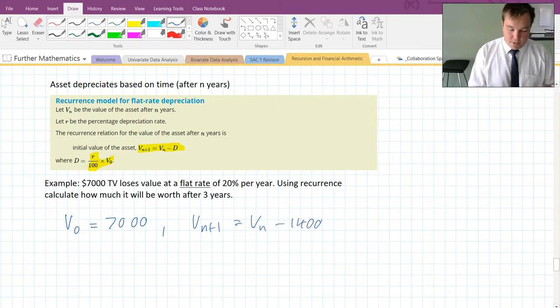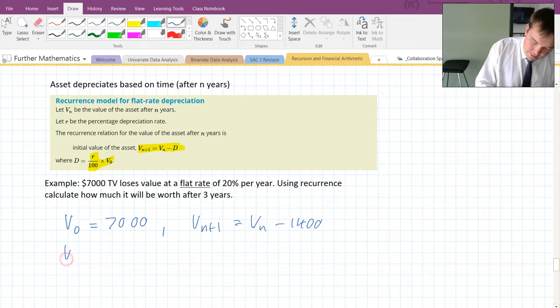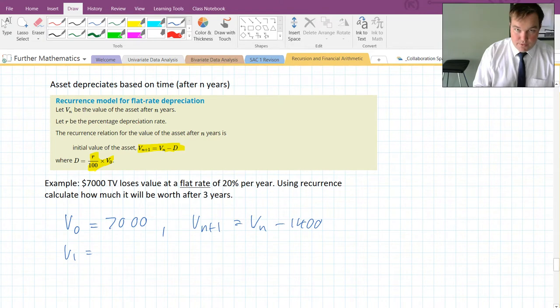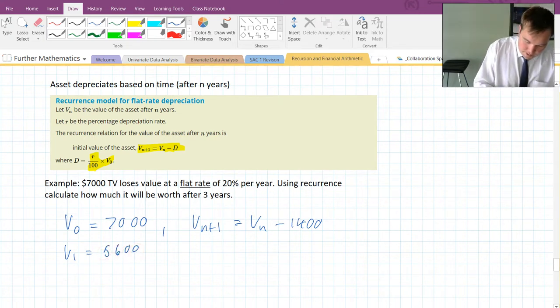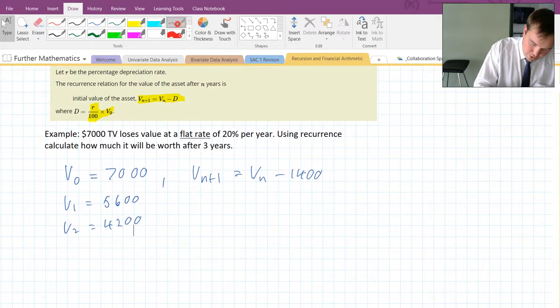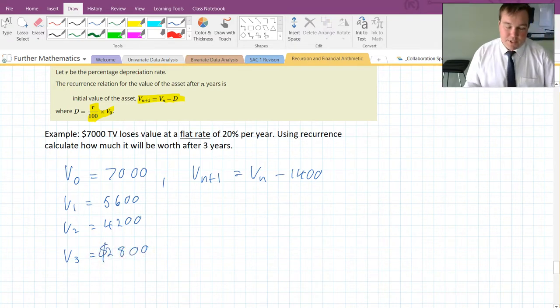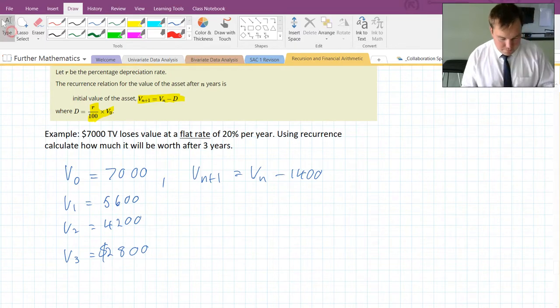So how much would it be worth after 3 years? V0 is 7,000. At the end of the first year, it would be 7,000 take 1,400, so 5,600. V2, we take another 1,400, 4,200. And at the end of the third year, we take another 1,400, 2,800. So this television at the end of the third year will be worth $2,800.